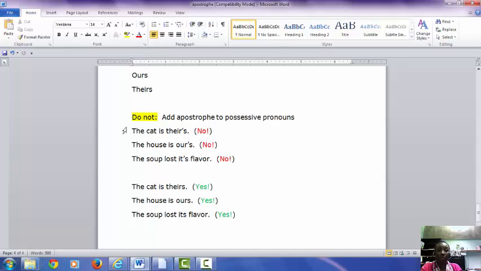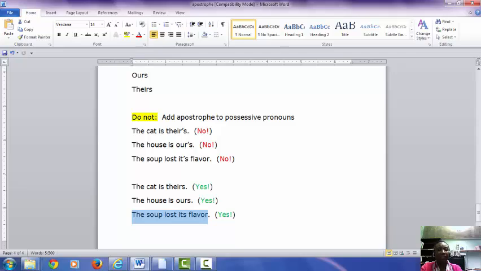So we would not say the cat is their's, but we would say the cat is theirs, T-H-E-I-R-S. We would not say the house is our's with an apostrophe s. We would just say the house is ours because the possessive pronoun is O-U-R-S. We would not say the soup lost it's flavor. We would say, without the apostrophe s, the soup lost its flavor, I-T-S.